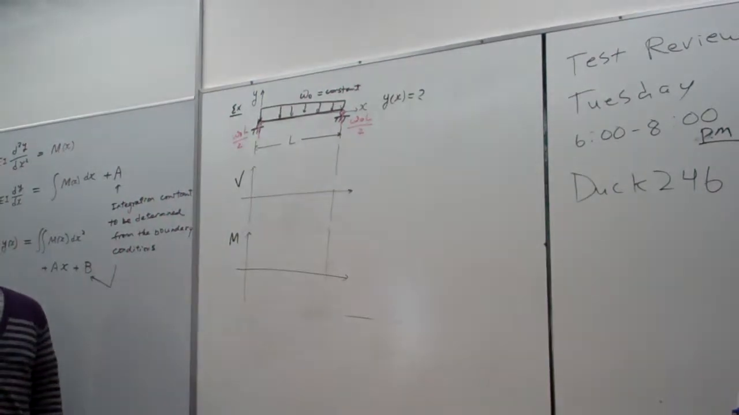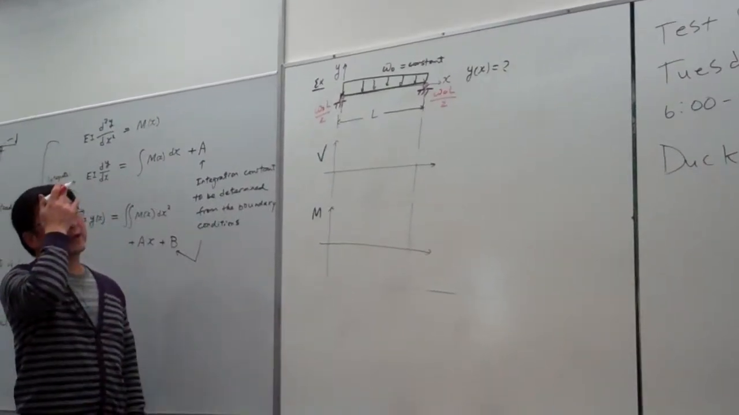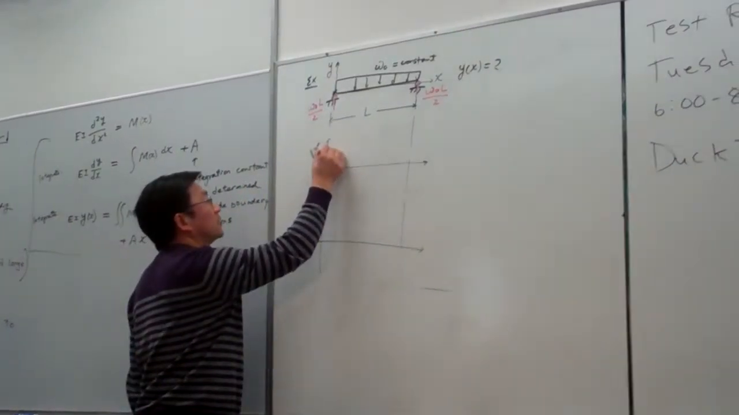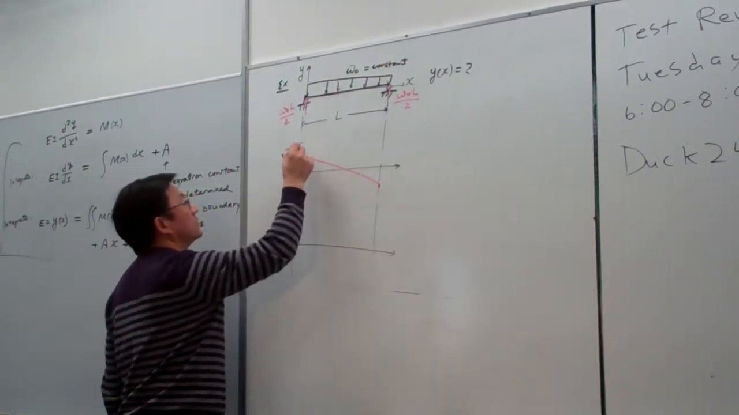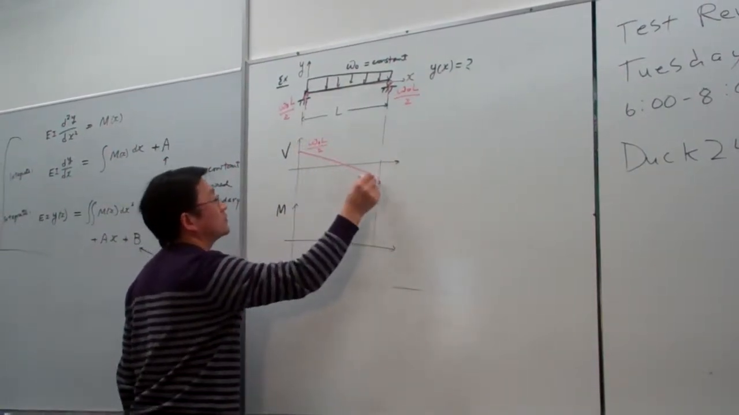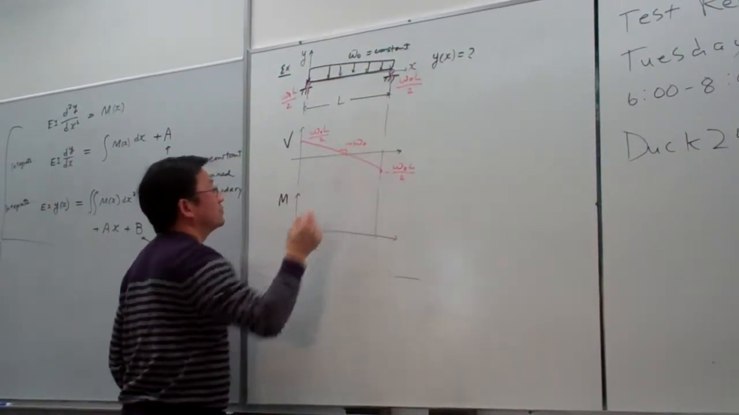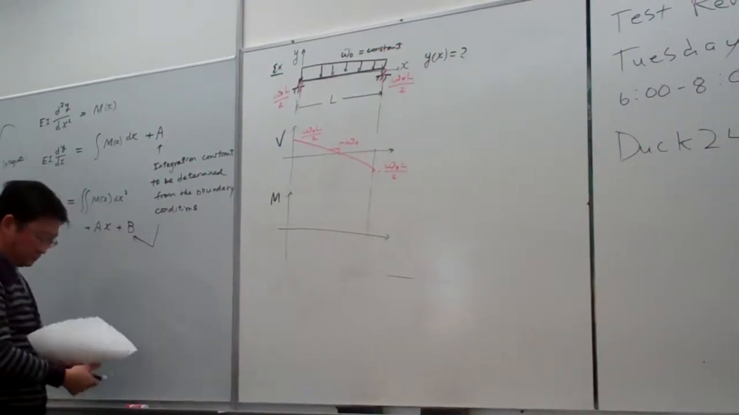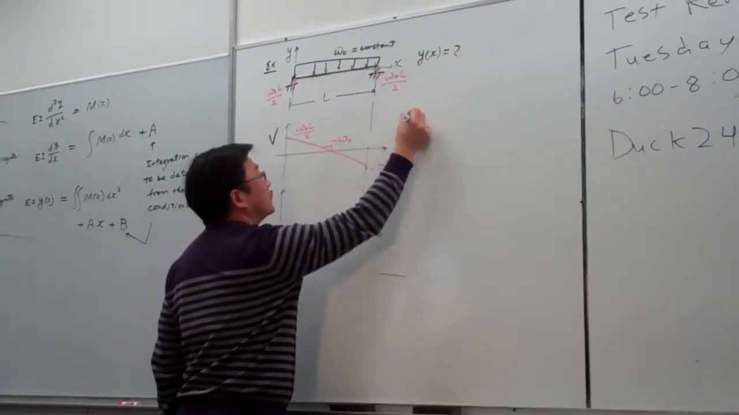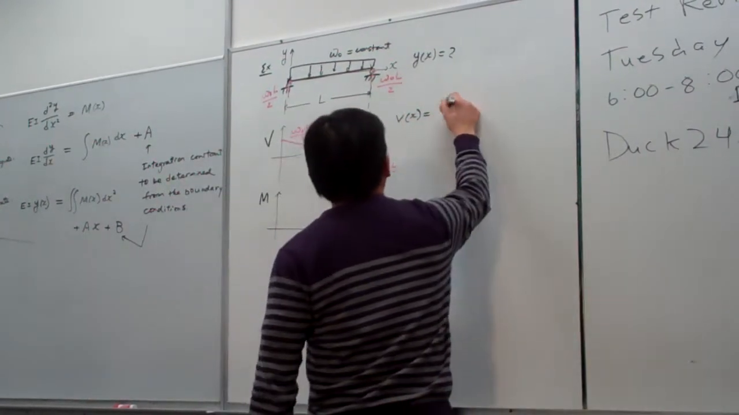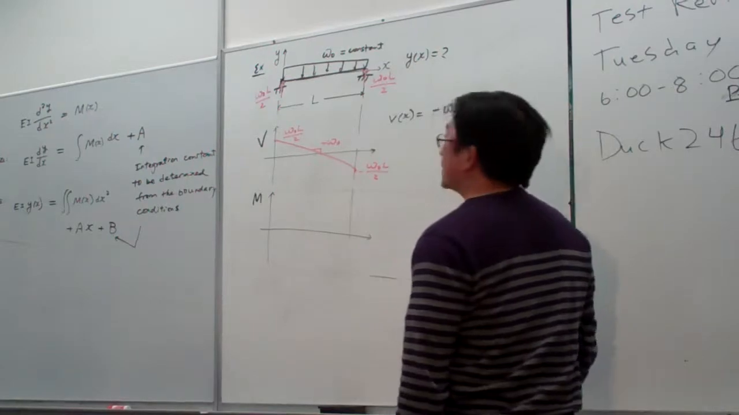From here, you can use the equilibrium equations to calculate both reactions. Once we have done that, here is the equation. So this is omega 0 L over 2, and this is omega 0 L over 2 minus, so the slope is minus omega 0. Therefore, from here we can see V of x will be equal to minus omega 0 x plus omega 0 L over 2.